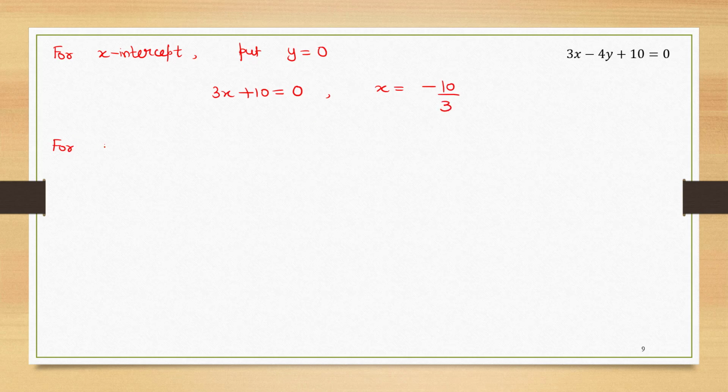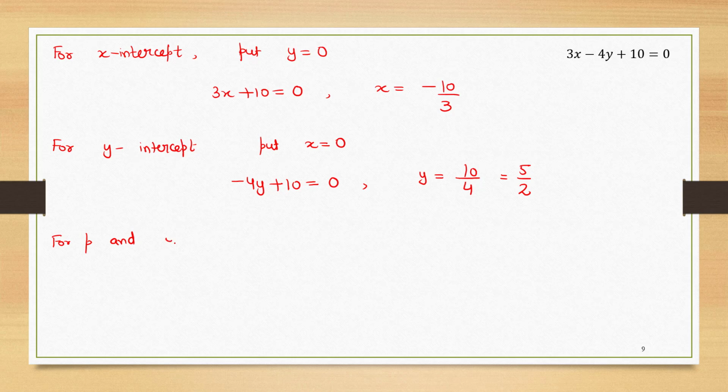For y-intercept, we put x equal to 0. And we get minus 4y plus 10 equal to 0, or y equal to 10 by 4, that is 5 by 2. Now for p and omega both, let's find the square root of a square plus b square. So we get the square root of 3 square plus minus 4 square, that is the square root of 25, which will give us 5. We can take plus minus over here because the square root of 25 is plus minus 5.